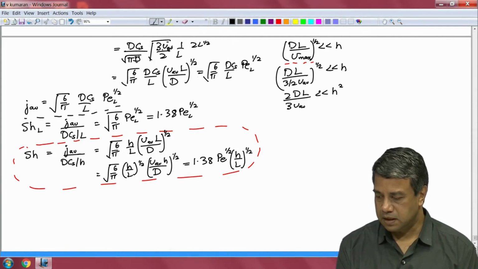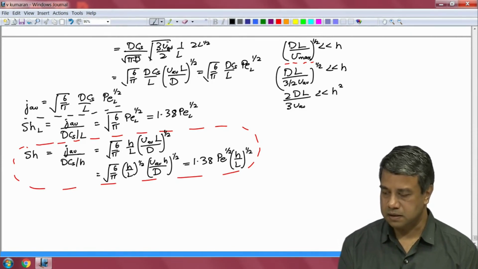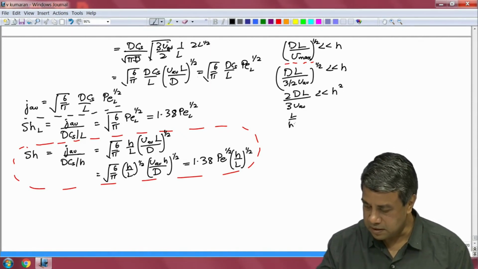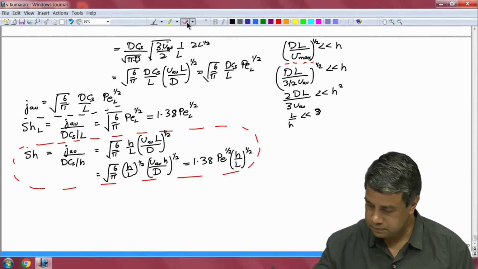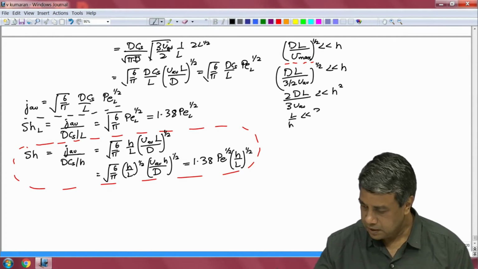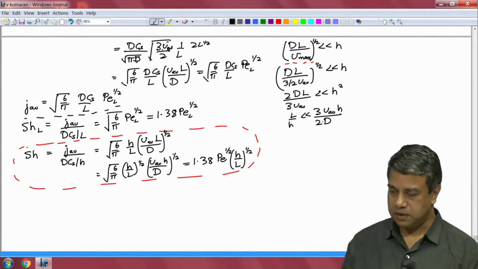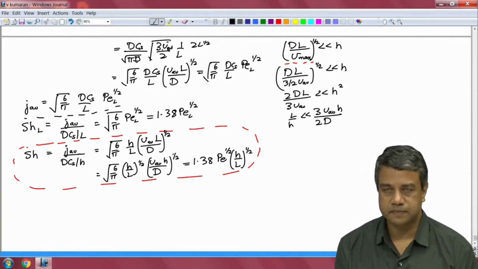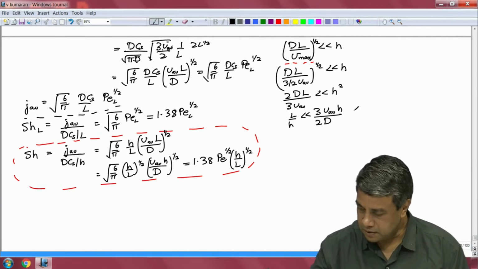And if I divide both sides by H and I take the V average and D to the right side, I will get that L by H is much smaller than 3 V average H by 2d. Multiplying by 3 V average, dividing by 2d and h. So, this is what I will get. And this is equivalent to 3 by 2 times the Peclet number.